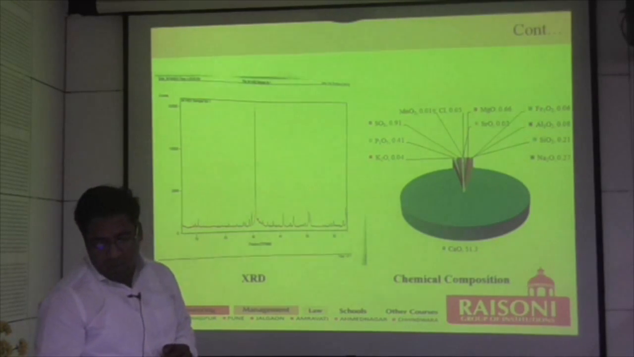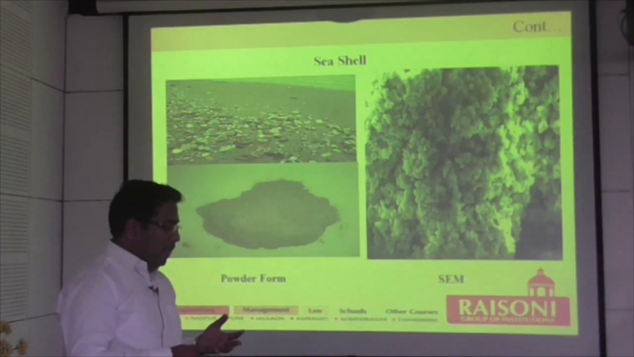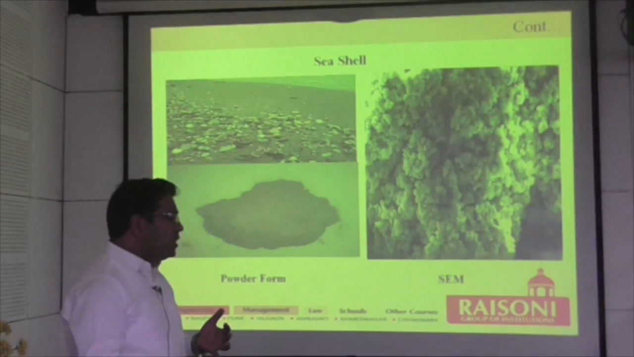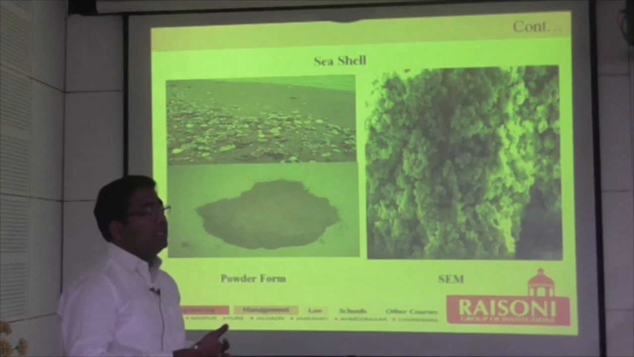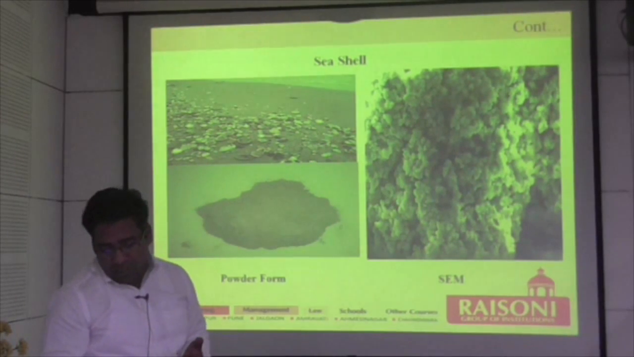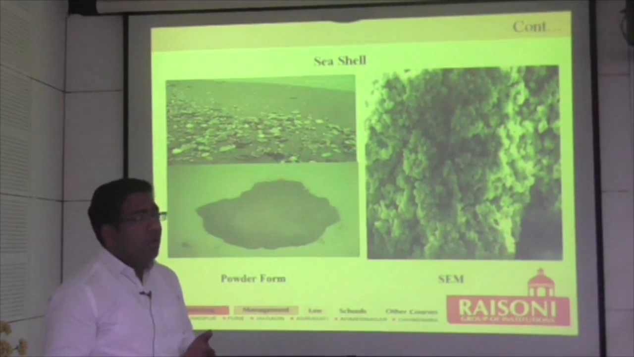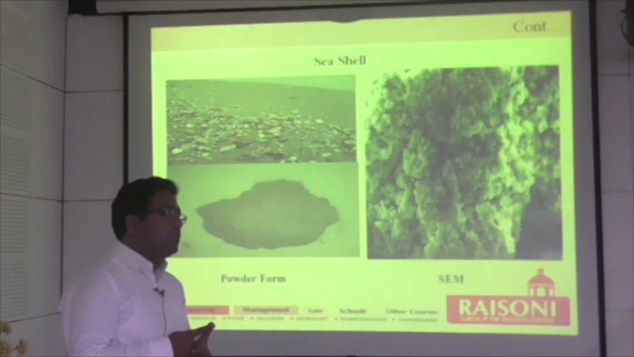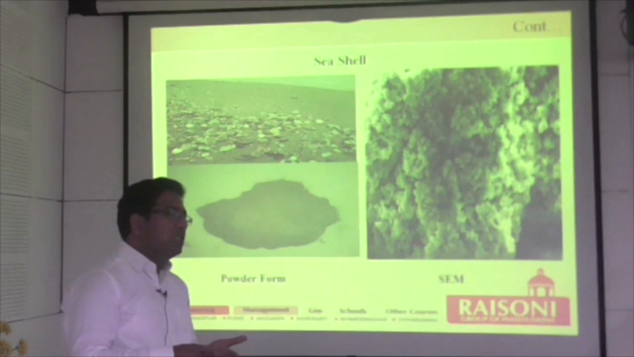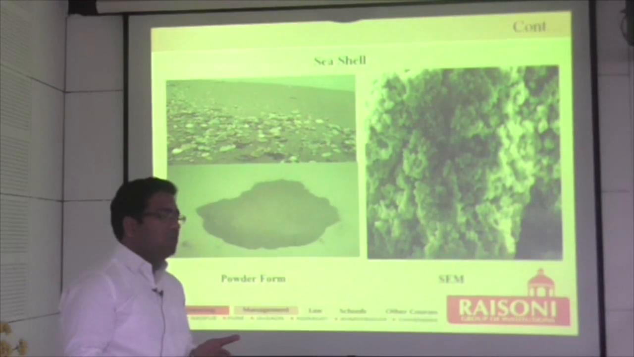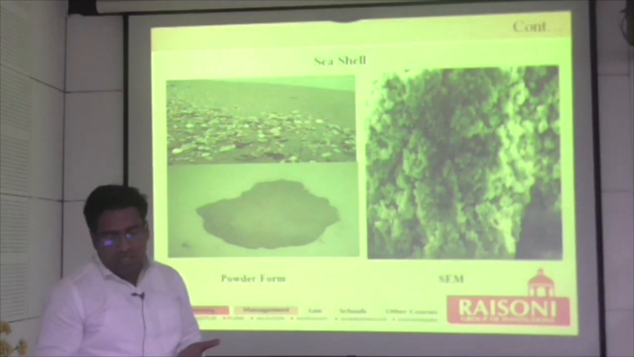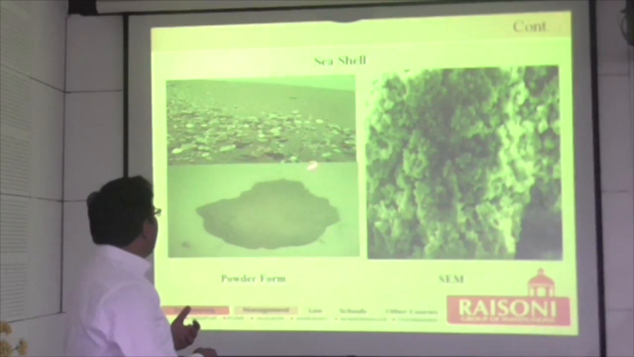So like that, out of 4 materials, groundnut shell is a silicon-based material, and the other 3 materials are calcium-based materials.